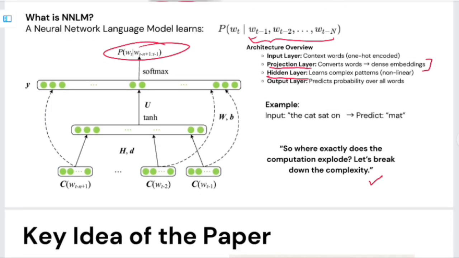Let's look at the computational bottleneck. The most expensive part of the model is the final step, the softmax layer. Because for every prediction, the model has to compute a score for every single word in the vocabulary. So if your vocabulary has 1 million words, that means 1 million computations for just one training example. And remember, we are training on billions of words. So this becomes completely impractical. On top of that, the hidden layer adds additional computation, making things even slower. So even though NNLM works well, it does not scale. And this is exactly where this paper makes a breakthrough.